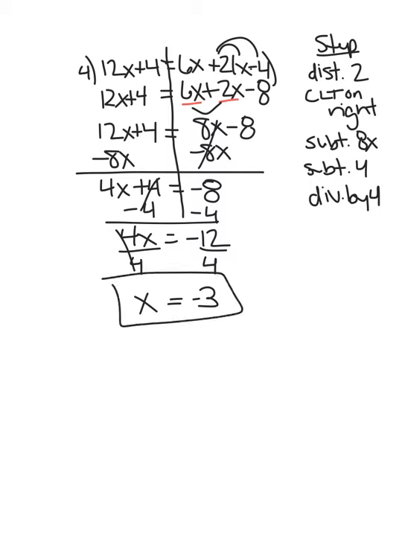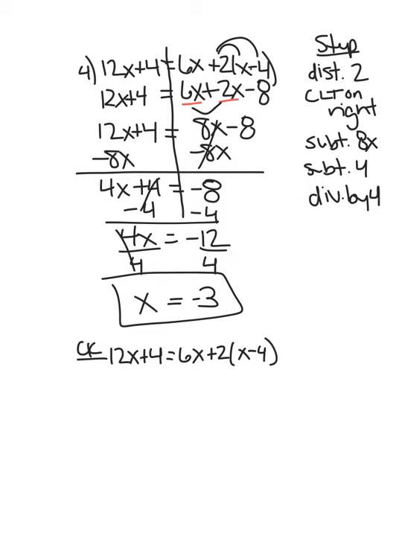There's our answer, x equals negative 3. So we distributed 2, we collected like terms on the right, then we subtracted 8x, we subtracted 4, and then we divided by 4. Once we did all that work, then we got to do our check. We're going to check, so we have 12x plus 4 on the left, and we have 6x plus 2 times x minus 4 on the right.